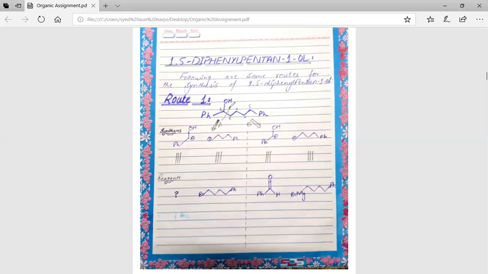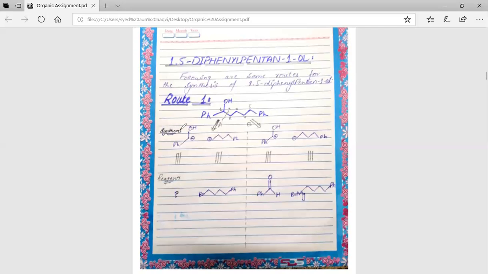Here we have two possibilities, path A and path B. In path A we have a carbanion attached to the hydroxyl group and phenyl group, and a carbocation with four carbons, number one, number two, number three, and number four. In the next possibility, we have a carbocation attached to the phenyl group and hydroxyl group, and a carbanion attached to the phenyl group. These were the synthons.